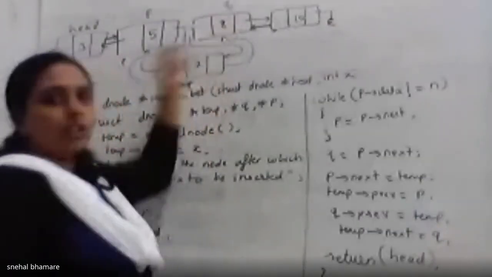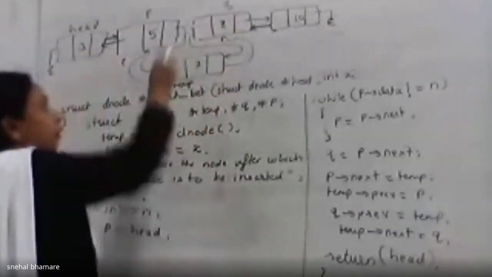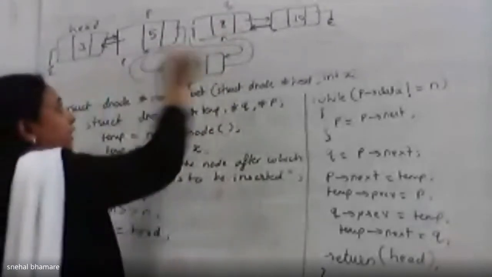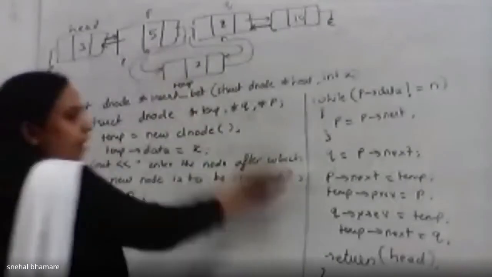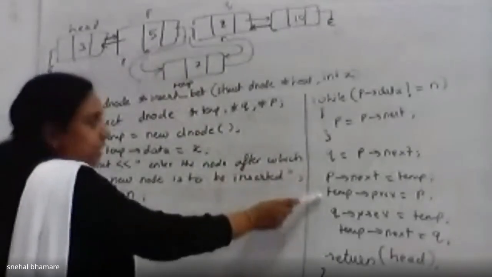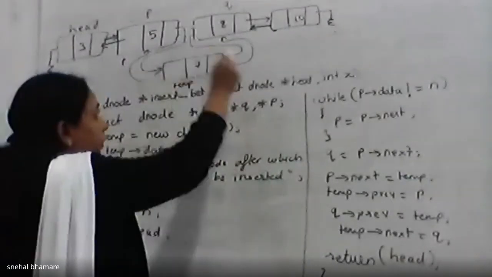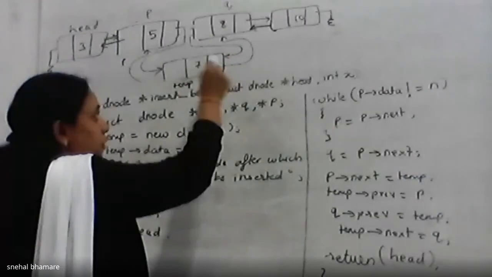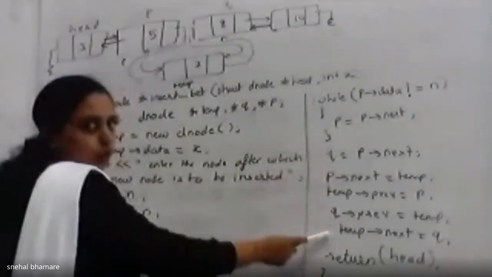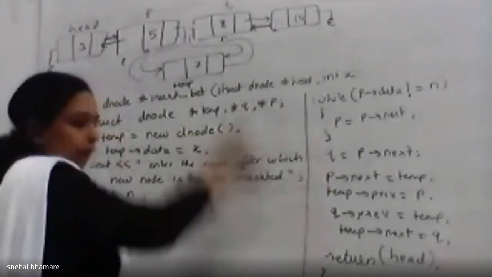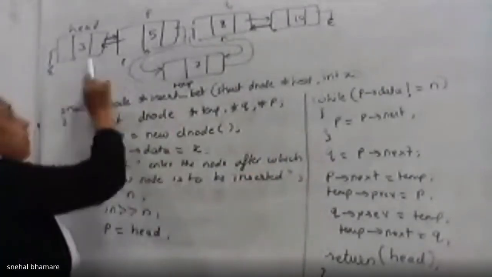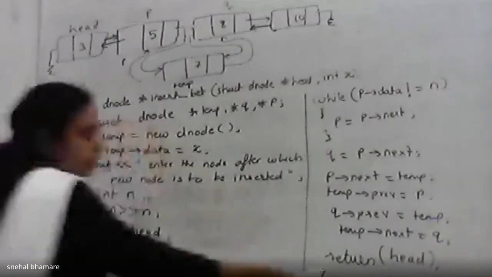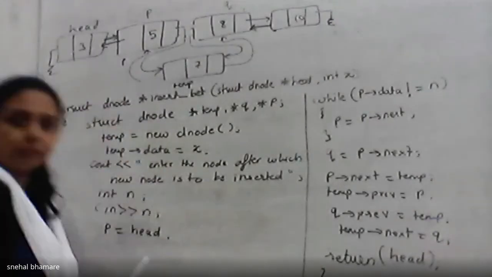Once all the locations are done, after that we just have to give these four links. That is P next is equals to temp, temp previous is equals to P, by these two statements, and Q previous is equals to temp and temp next is equals to Q. Okay. Once your complete insertion operation is done, you have to return the head of the newly created linked list. So return head. Getting it?